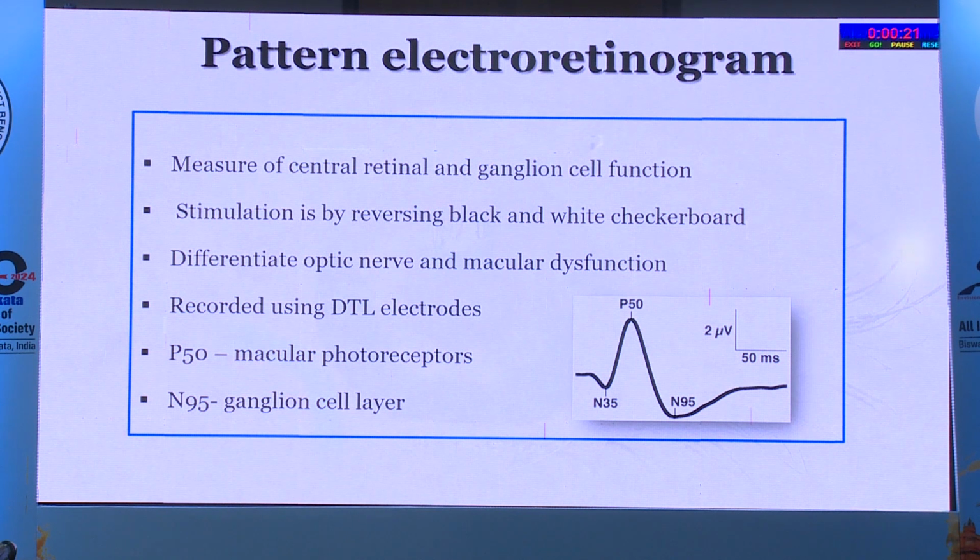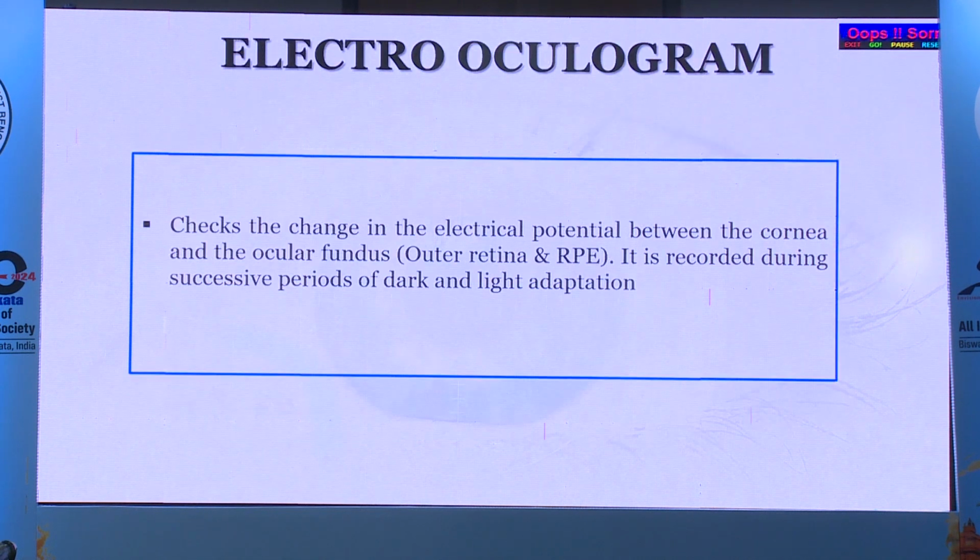Stimulation is done by a reversing black and white checkerboard, which alternates and differentiates the optic nerve and macular function. It is recorded using DTL electrodes, which will be discussed in detail by the next speaker. P50 reflects macular photoreceptors and N95 the ganglion cell layer. The electrooculogram checks the change in the electrical potential between the cornea and the ocular fundus, the outer retina and RPE. It is recorded during successive periods of dark and light adaptation.